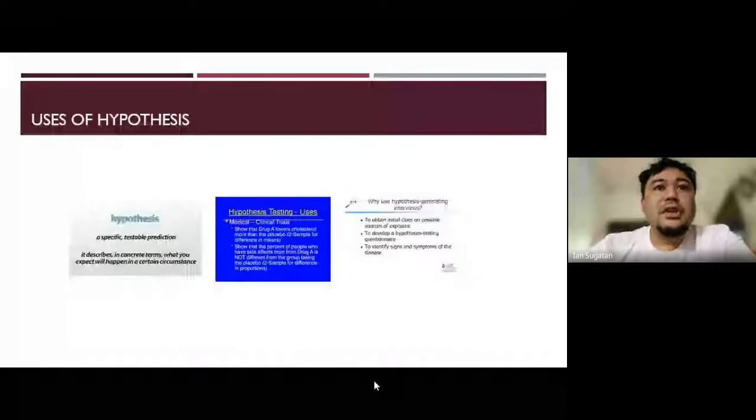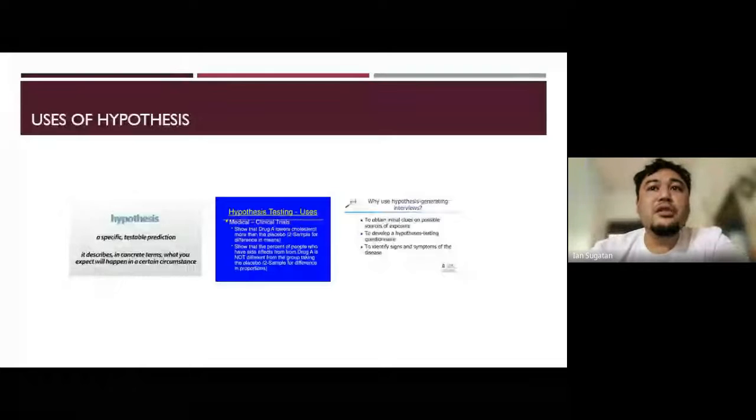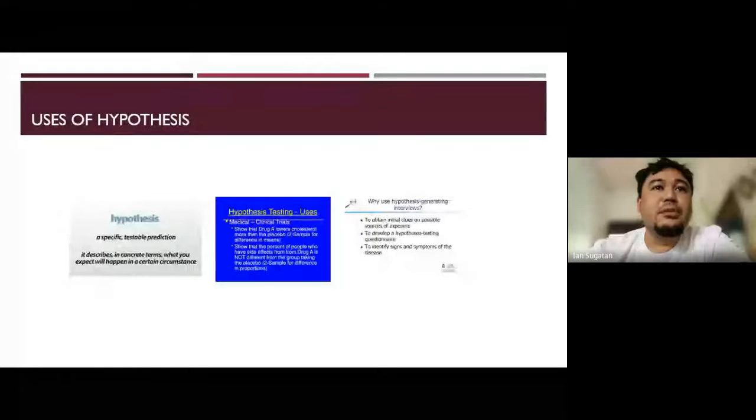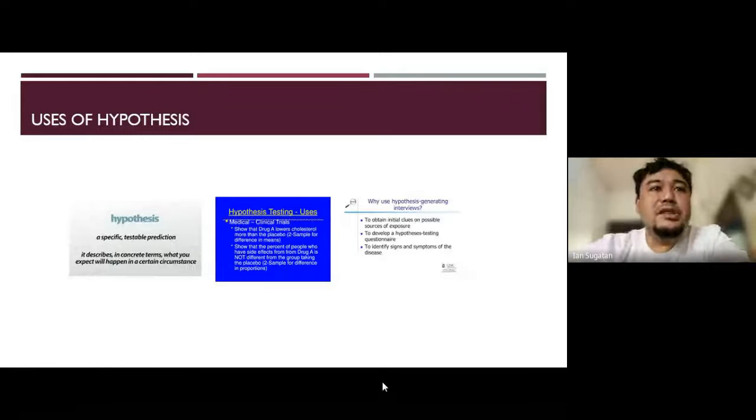So we have the uses of hypothesis. Any useful hypothesis enables predictions by reasoning. It might predict the outcome of an experiment in a laboratory setting or the observation of a phenomenon in nature. The prediction may also involve statistics that only talk about probabilities. So for a hypothesis test, as added information, we have a scientific testable prediction, and it describes in concrete terms what you expect will happen under certain circumstances.